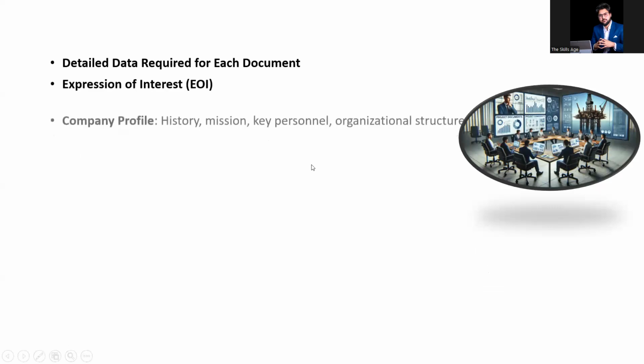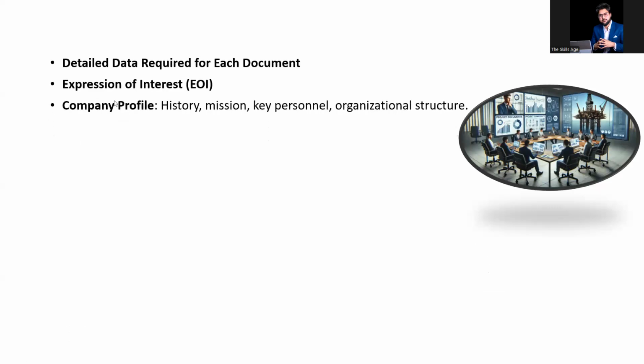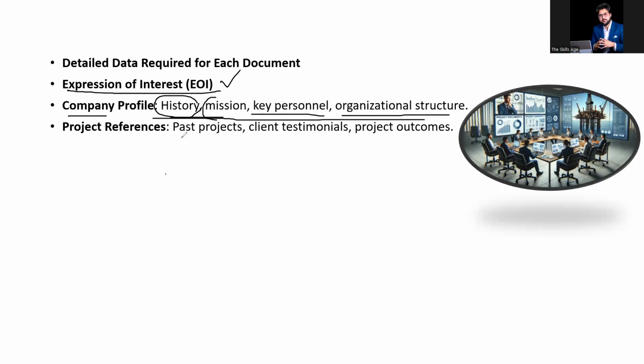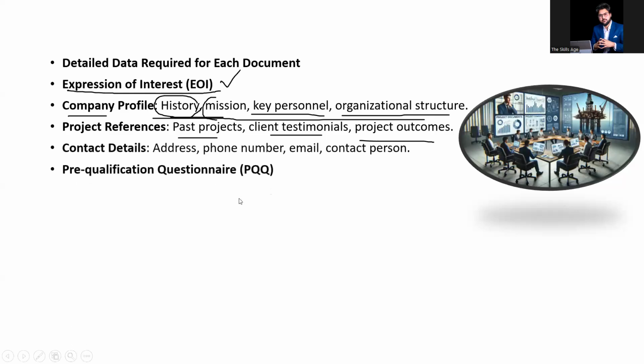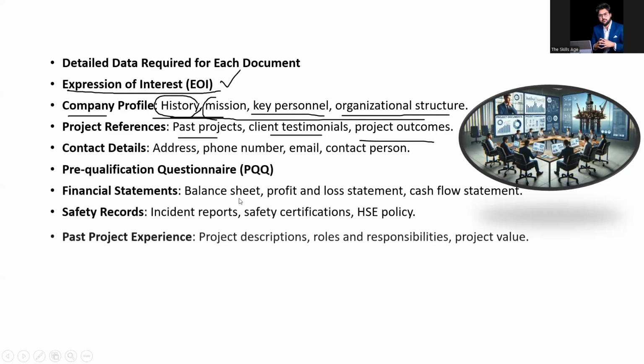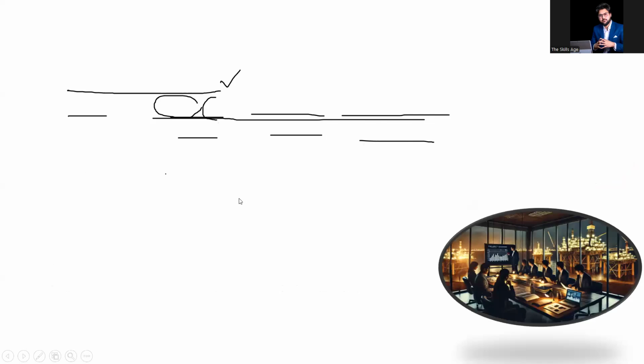This expression of interest, company profile. To prepare this document, the data required to complete this document is history, mission, history of company, what is the target, key personnel, organizational structure, OBS. Then project references, past projects, client testimonials, project outcomes. Then contact details, pre-qualification questionnaire. This is another document which needs financial statements, safety records, past project experience, certifications.